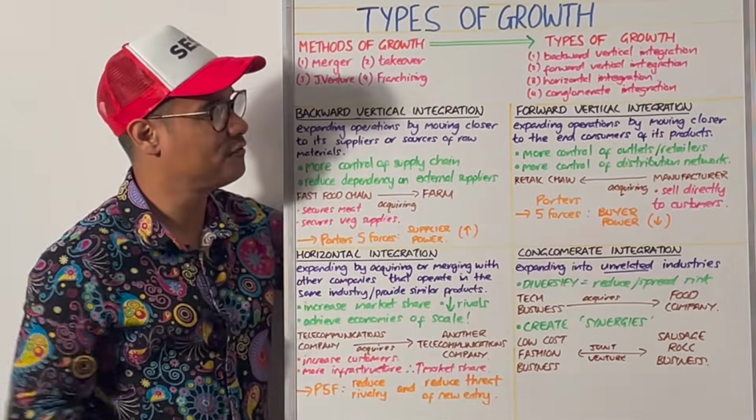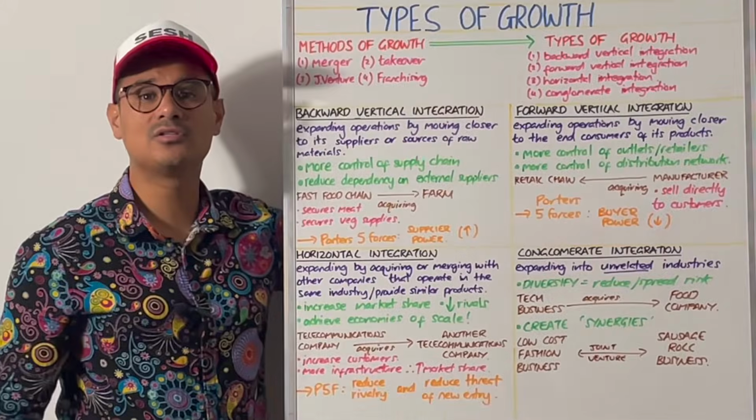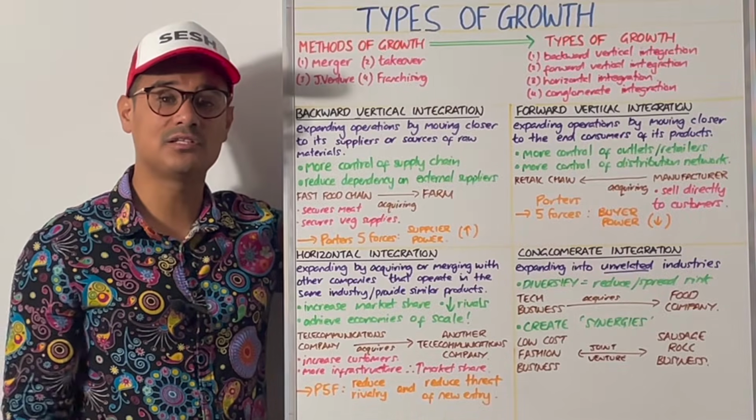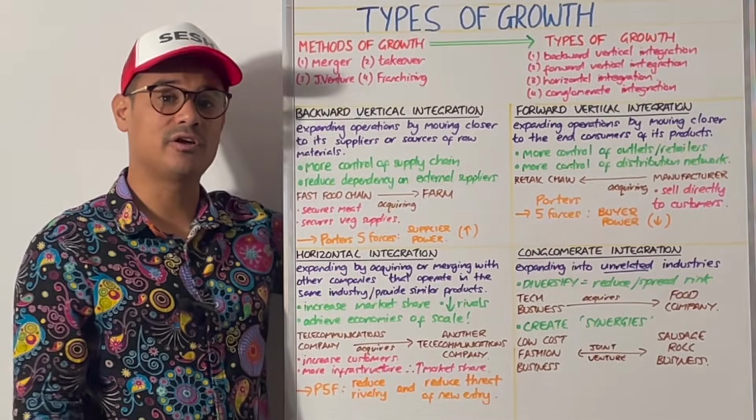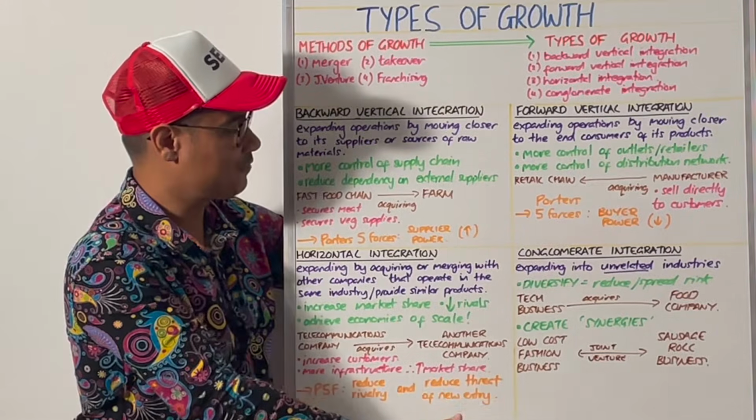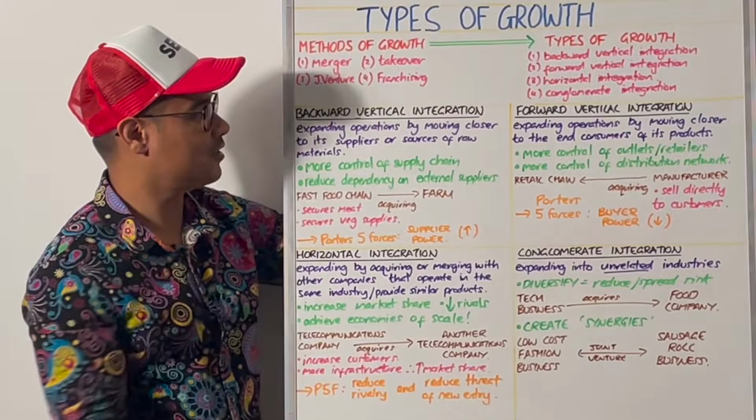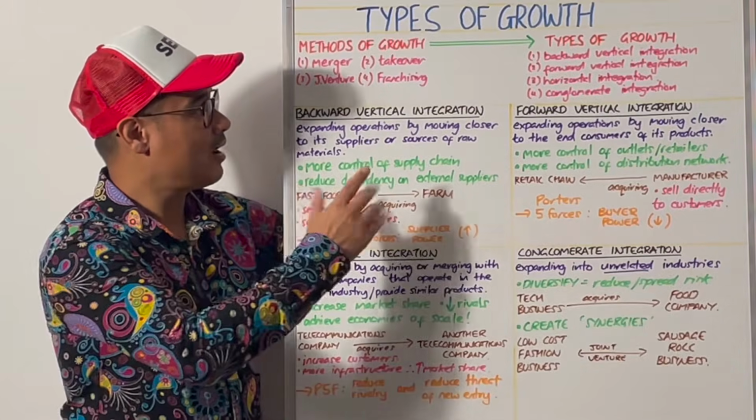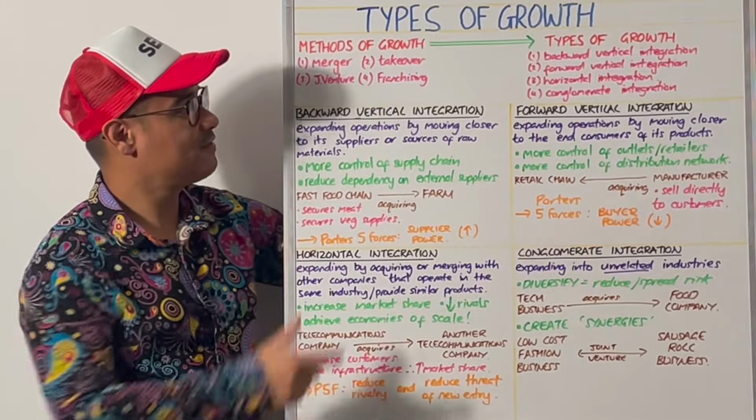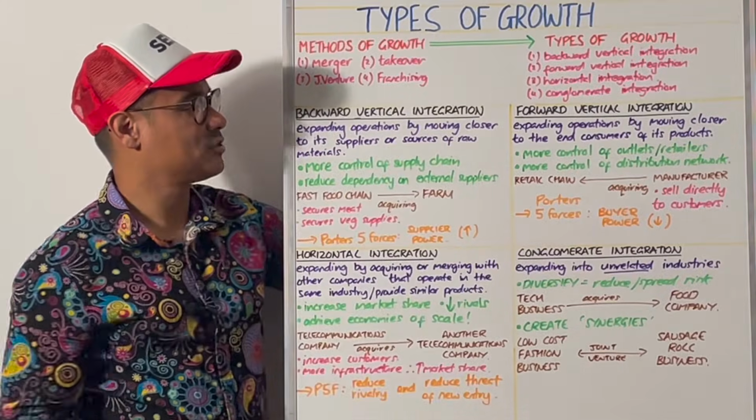And the types of growth are here, and they are backwards vertical integration, forwards vertical integration, horizontal integration, and conglomerate integration. So they are the types of growth, not to be confused with the methods of growth. For the methods of growth, click the card up there. Now, let's go through each of these. So the first one is backwards vertical integration.